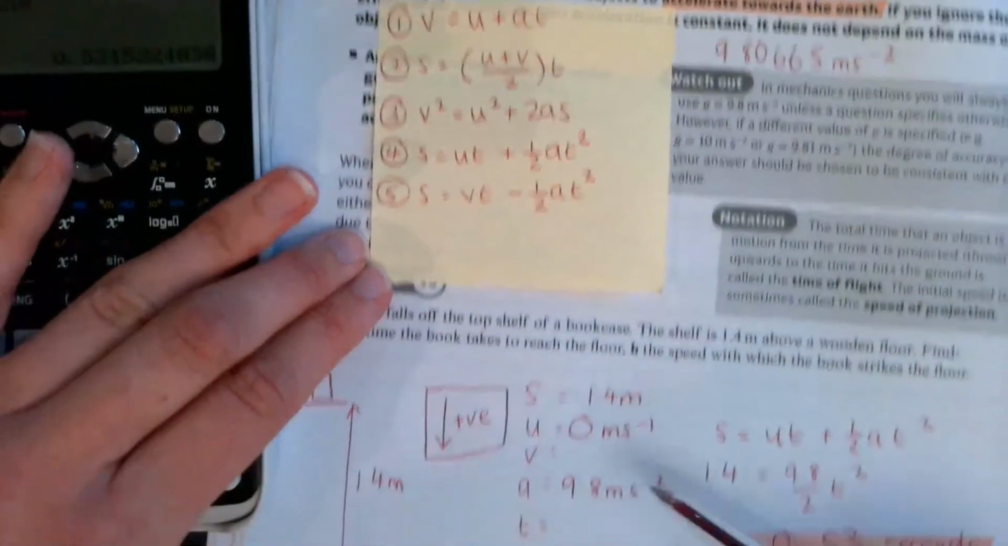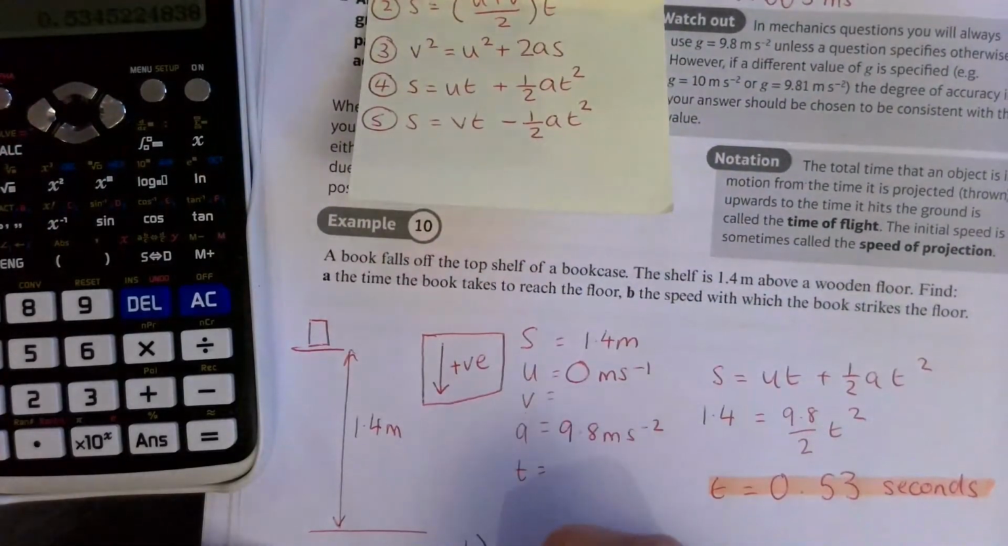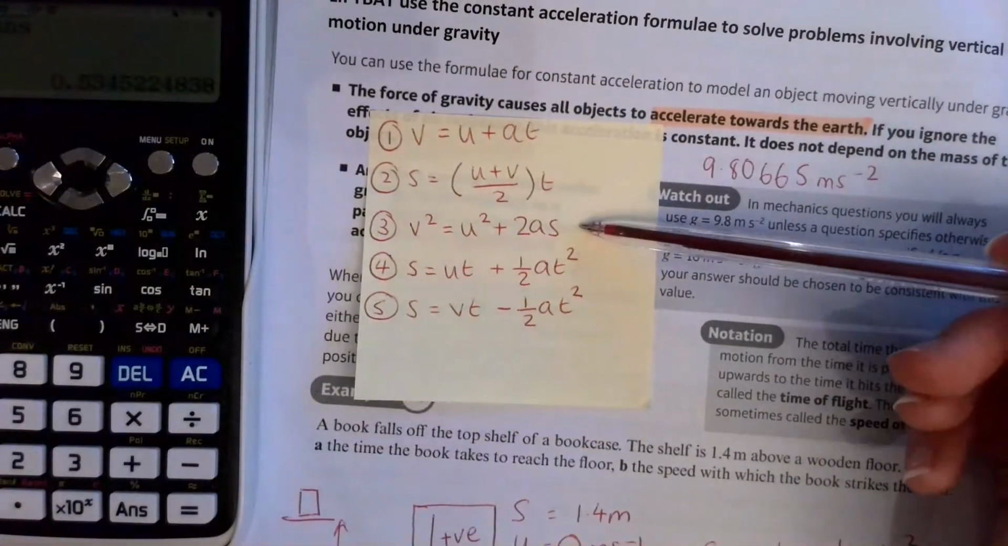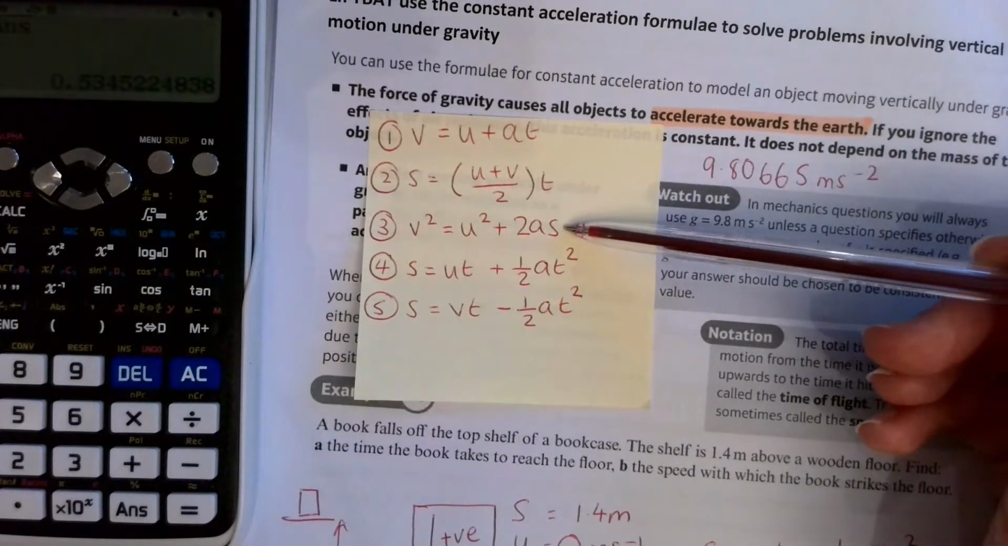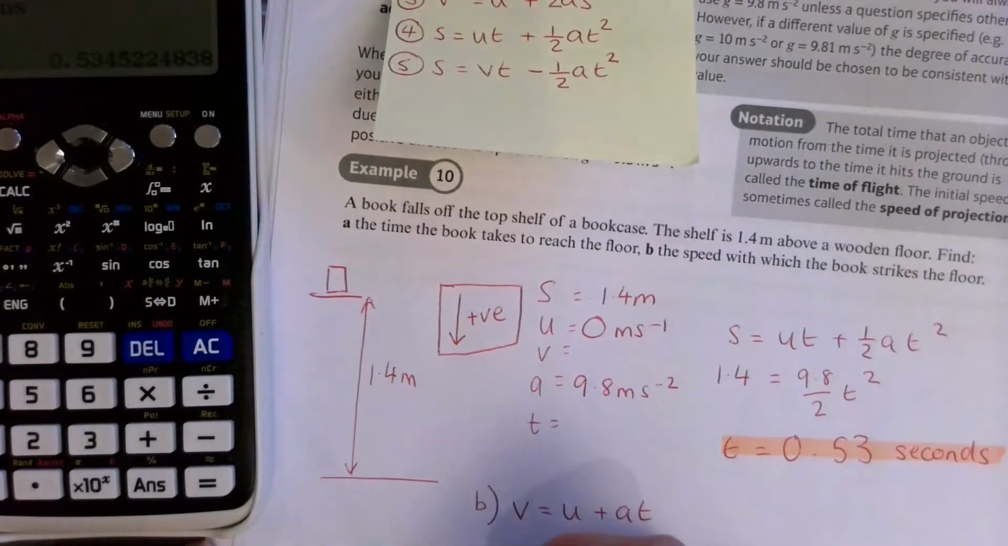I could use any of those I want to, but I'm going to use the top one. Why not? If you think you might have made a mistake in the first question in part A, it might be a good idea to use the equation that doesn't involve T. That might give you a better answer. But we could do both. We could check that it gives us the same answer either way.